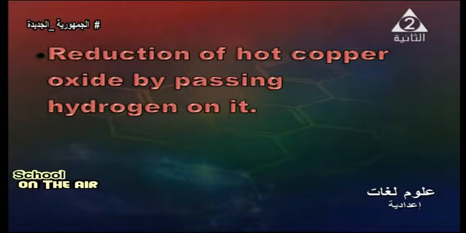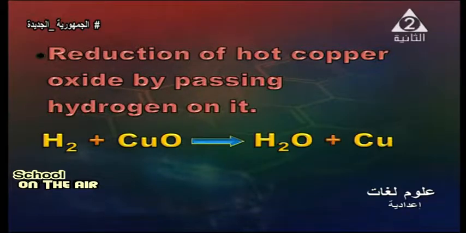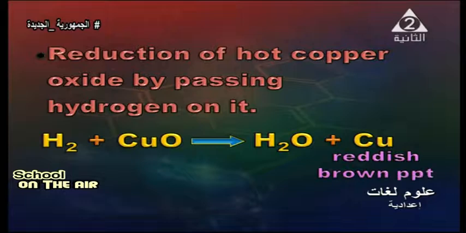Another reaction: reduction of hot copper oxide by passing hydrogen on it. We call this reaction an oxidation and reduction reaction because hydrogen will take oxygen from copper oxide and give water vapor, H2O, and copper as a reddish brown precipitate.